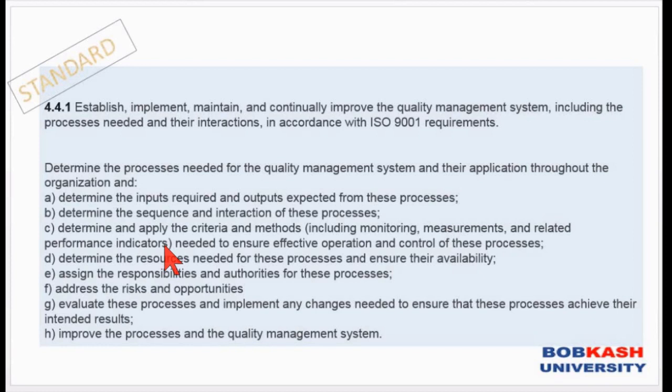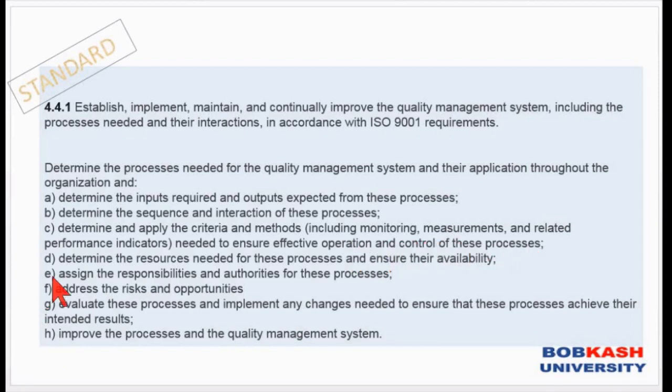So determine and apply the criteria and the methods of monitoring the process, of measuring those processes, and the indicators that will monitor and measure the performance of the processes, right? These are needed to ensure effective operation. Effective means what is intended is achieved. Effective operation and control of these processes.